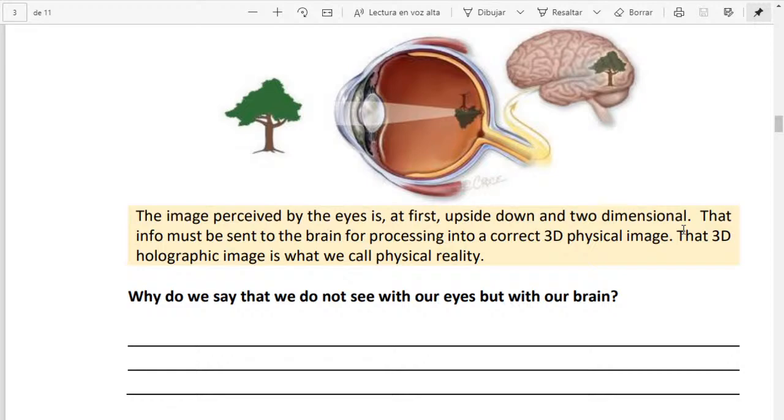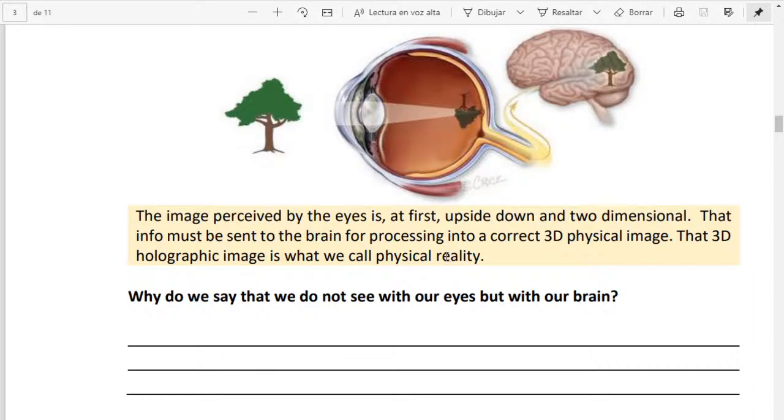Let's follow, and then we say that this information must be sent to the brain. This info, they are talking about this tree upside down, must be sent to the brain for processing into a correct three-dimension physical image. That three-dimension holographic image is what we call physical reality.